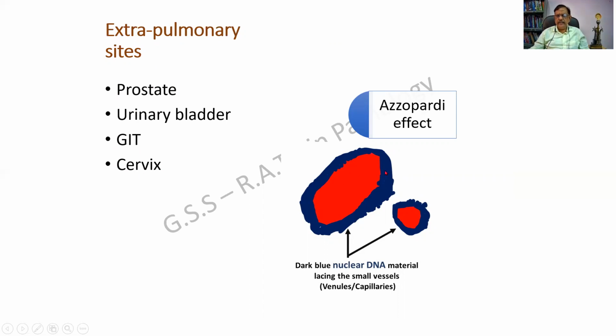And this picture is called the Azzopardi effect. The Azzopardi effect is because of the DNA, there will be a bluish deposition around the blood vessels. This particular phenomenon is called the Azzopardi effect, which is classical of small cell carcinoma. Can be asked as an MCQ, even otherwise you should mention.